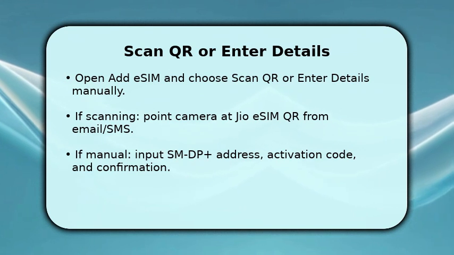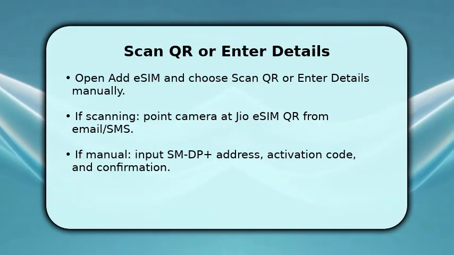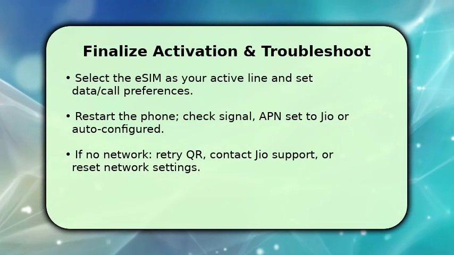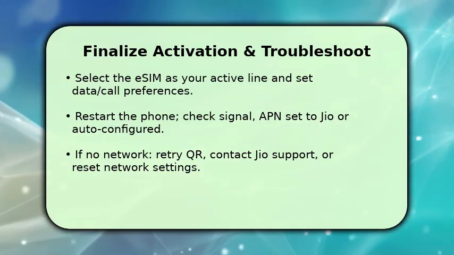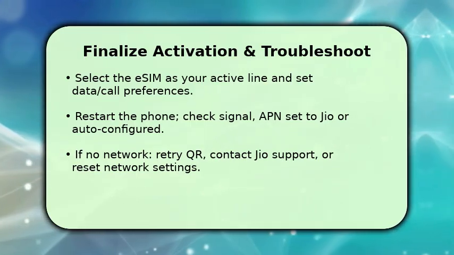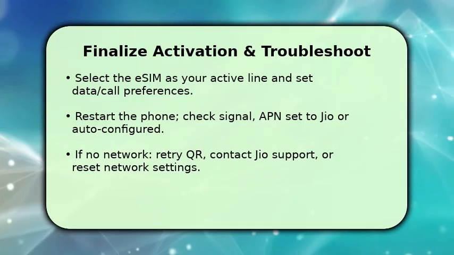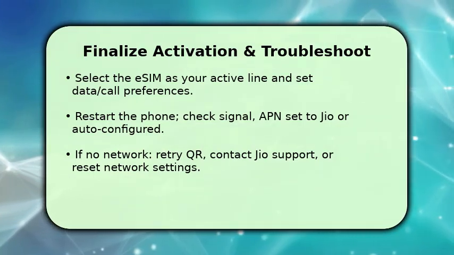After the profile appears, tap Install and watch the phone import the carrier configuration. To complete activation, select the newly installed eSIM as your active line for calls and data, and set your preferred number if dual SIM is present. Once you enable it, restart the phone so the network registers the profile. Make sure APN is Jio or auto configured by the carrier.